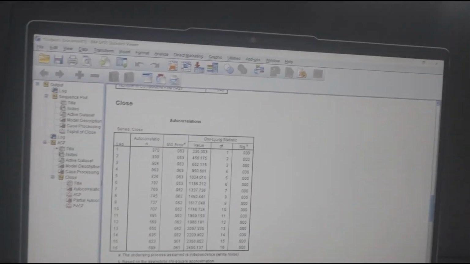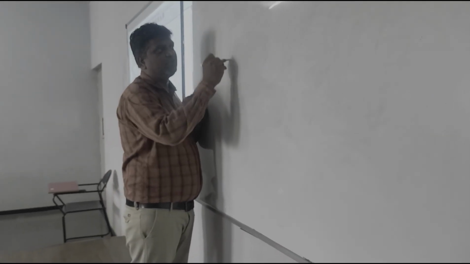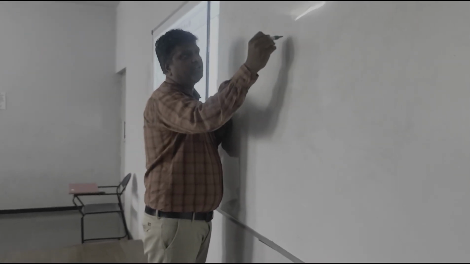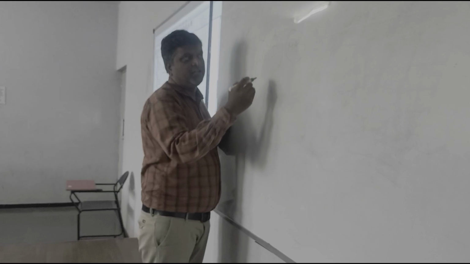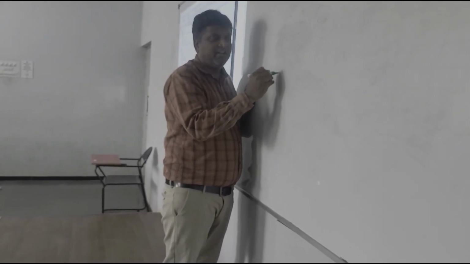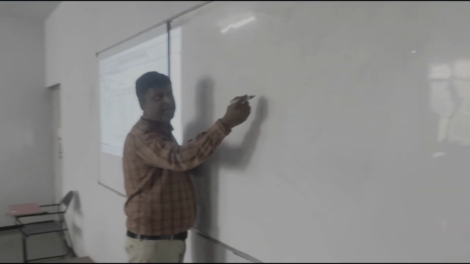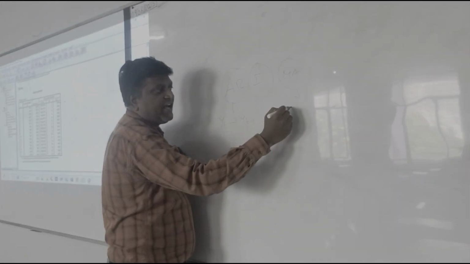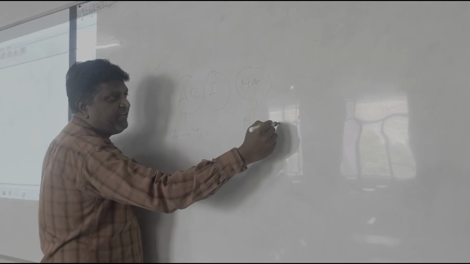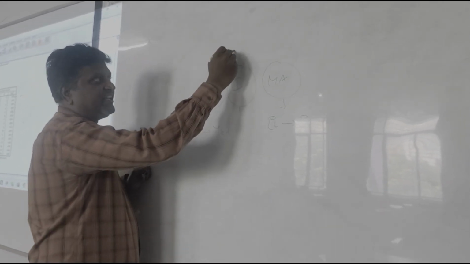In ARIMA, what I said? We have three terms here. In ARIMA, AR is one term, I is one term, MA is one term. AR is autoregressive, which means the current value of Y depends upon its previous values. That is autoregression. MA is all about the current error term being based on its previous error terms. I is all about stationarity.